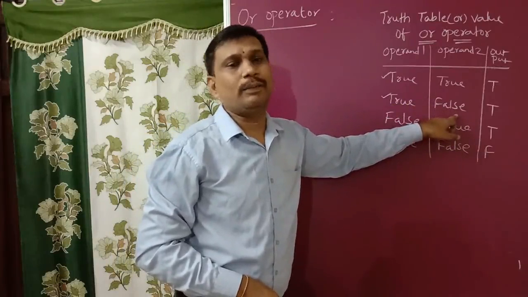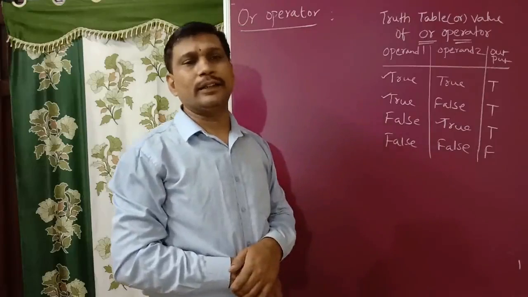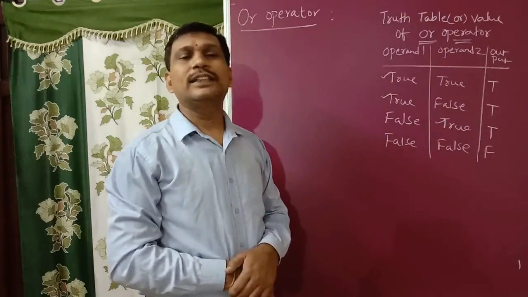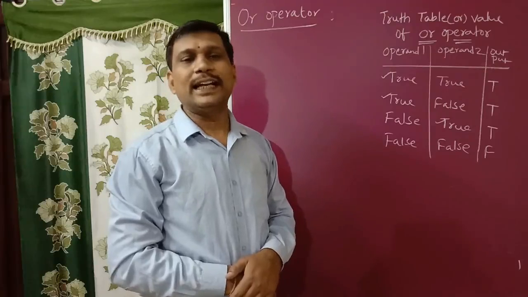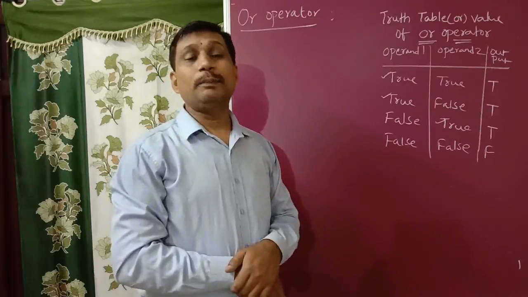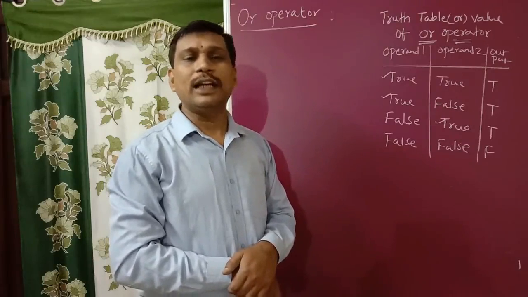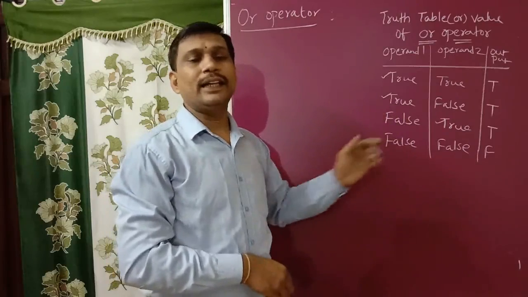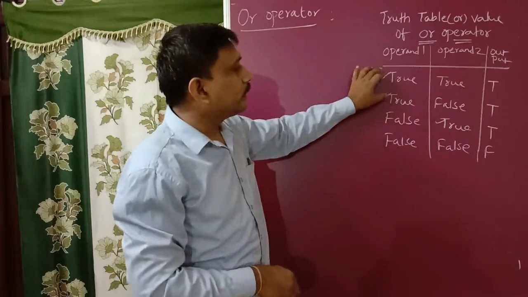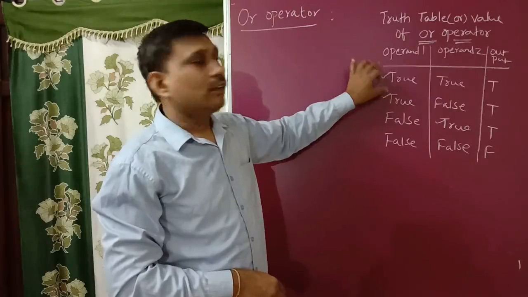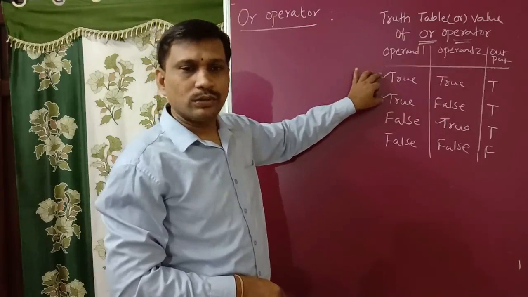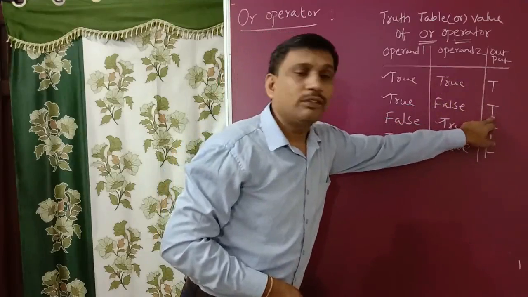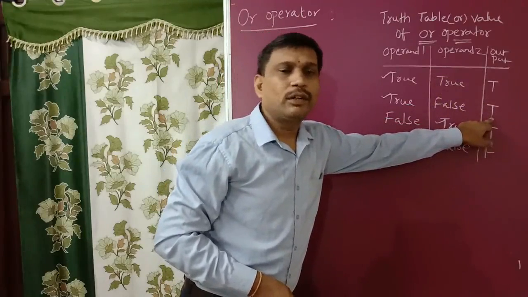Not like in the and operator. In the and operator, if the first operand is true, we check the value of the second condition, and depending on the second condition's value, we decide the output of the and operator. But not like that here. The or operator decides first: if the first condition evaluates to true, then without checking the second or third condition, we decide the final output is true.